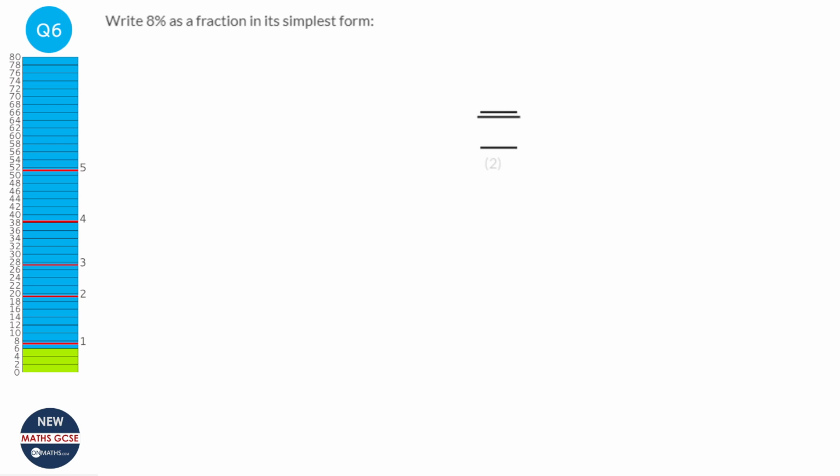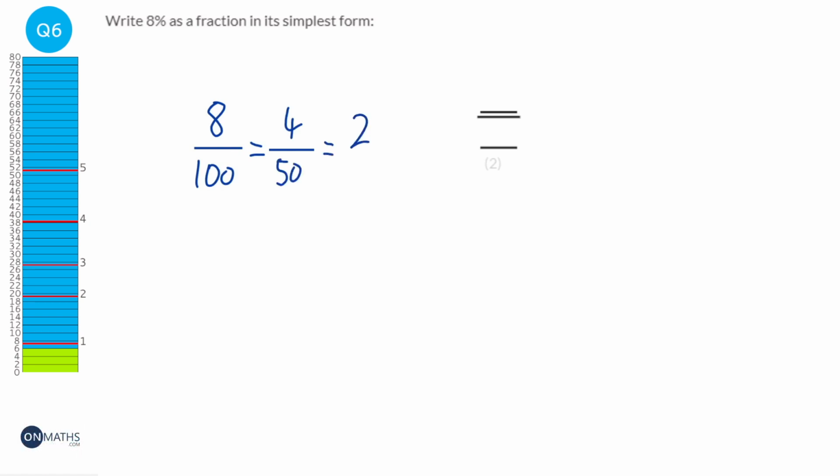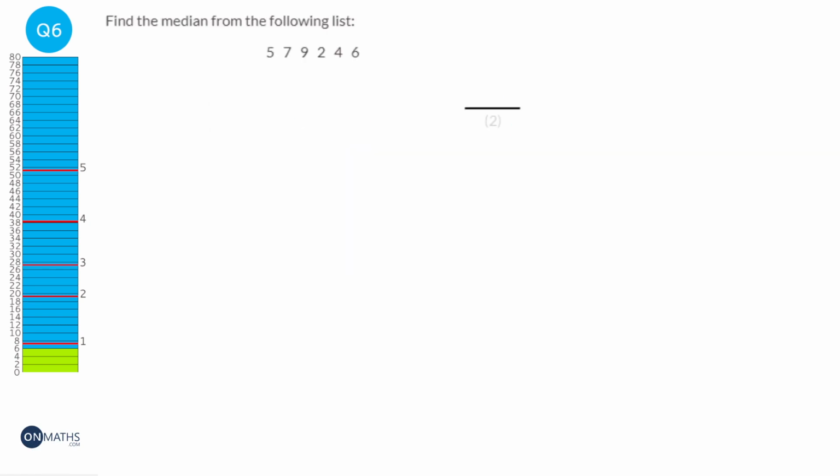Percent means per 100. So 8% is the same as 8 over 100. Now we can cancel this down because it wants it in simplest form, so we can halve top and bottom. So it becomes 4 over 50. We can actually halve it again, so it becomes 2 over 25. So the answer is 2 over 25.